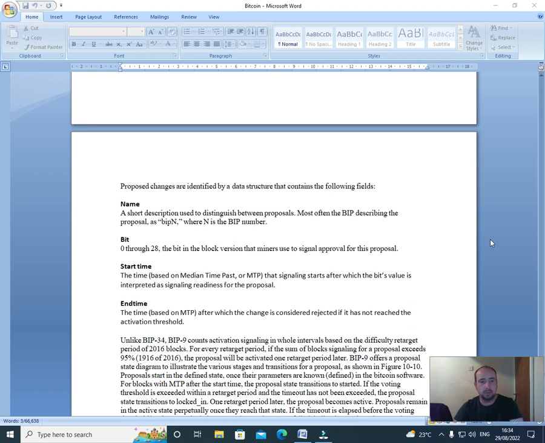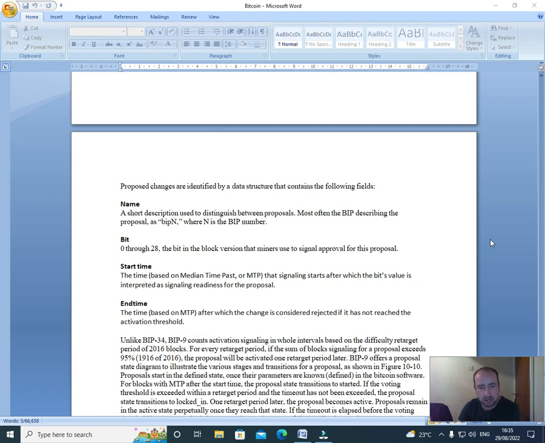Proposed new changes are identified by a data structure that contains the following fields. Name, a short description used to distinguish between proposals. Most often the BIP describing the proposal as BIP-N, where N is the BIP number. Bit, 0 through 28, the bit in the block version that miners use to signal approval for this proposal.